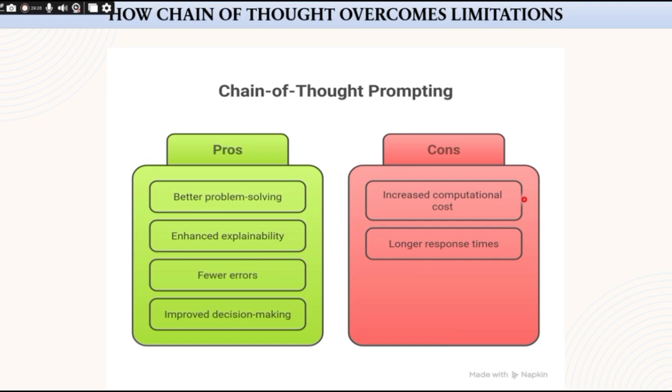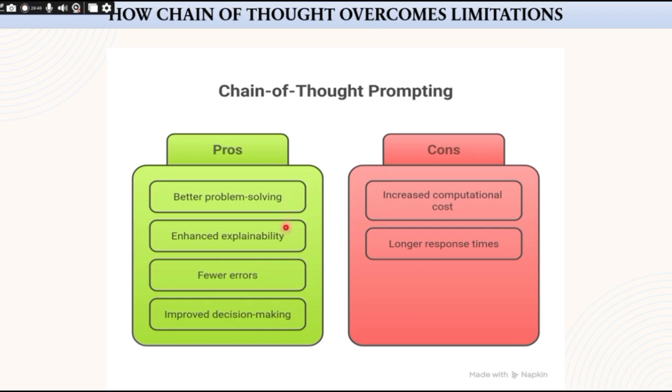So now let's see how chain of thought prompting overcomes the limitations of other techniques. The first one is that it solves complex problems better than zero shot prompting, one shot prompting, or few shot prompting. In zero shot or one shot, models may give an answer too quickly without understanding the logic. But chain of thought forces the model to break down the problem, making answers more accurate.